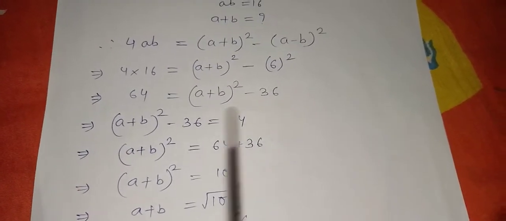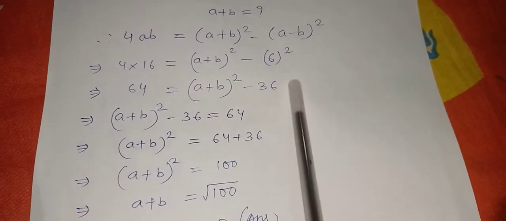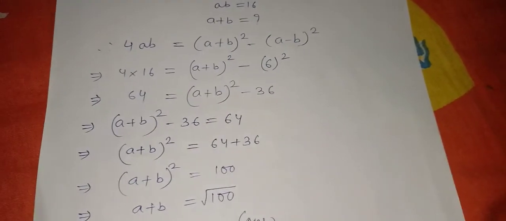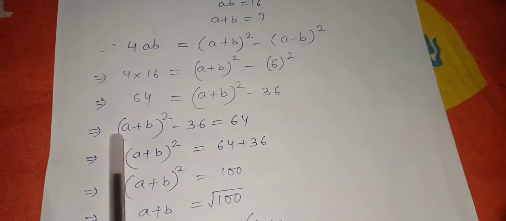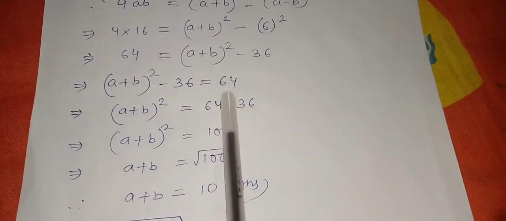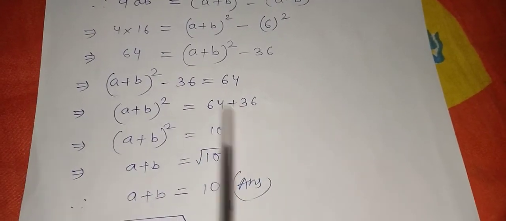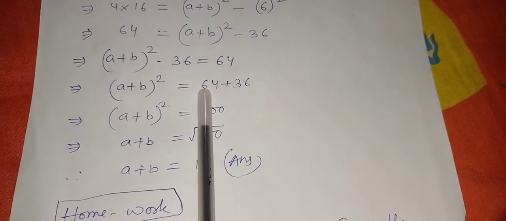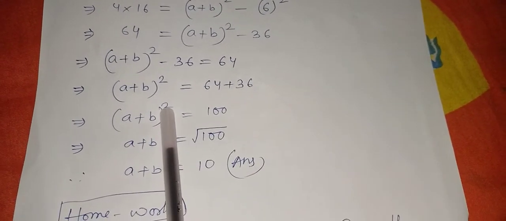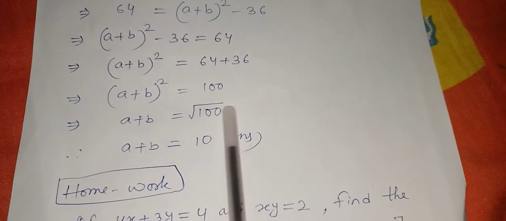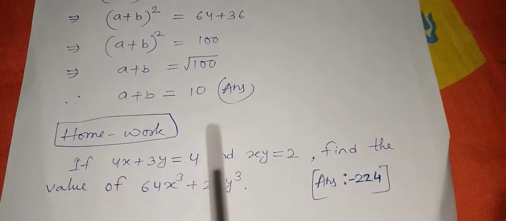Now I will interchange these values. Left hand value will go to the right hand and right hand value will come to the left hand. Why? Because I have to find the value of a plus b. So that's why I interchange. So a plus b whole square minus 36 came to the left side and 64 went to the right side. Now a plus b whole square equal to 64 plus 36. This minus came this side and became plus 36. Now a plus b whole square equal to 100. 64 plus 36 is 100. And whenever we remove square from the left side, we get root over on the right side. So a plus b equal to root 100, and root 100 is 10. So value of a plus b is 10.